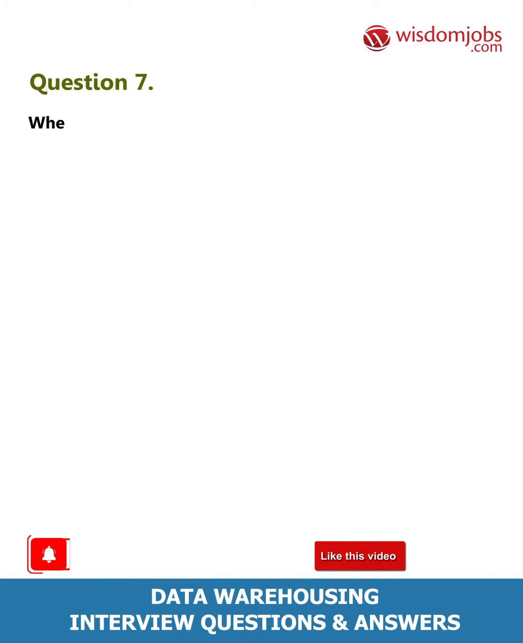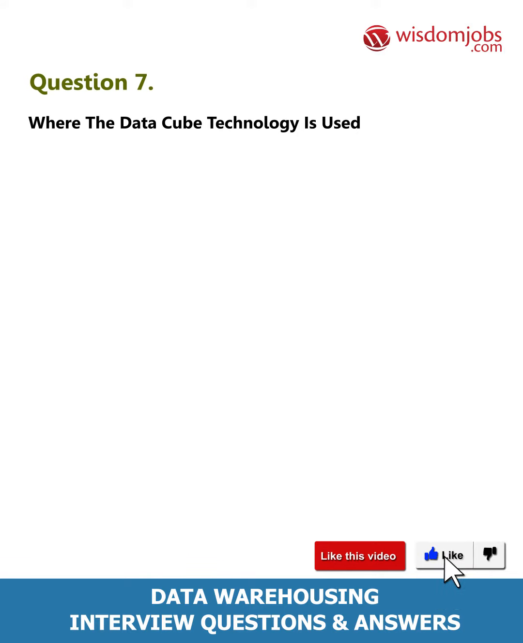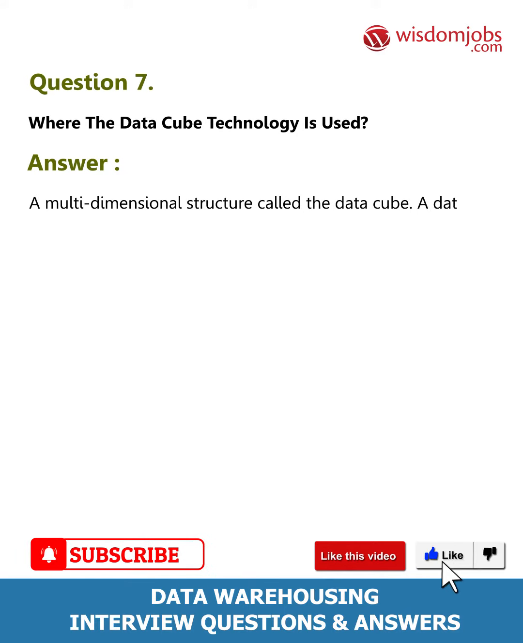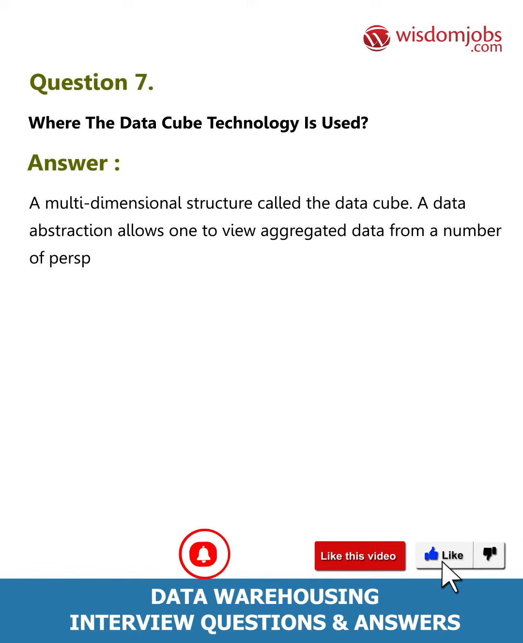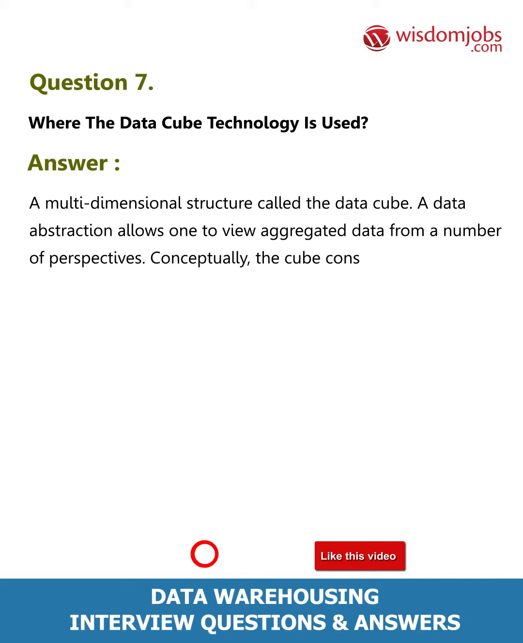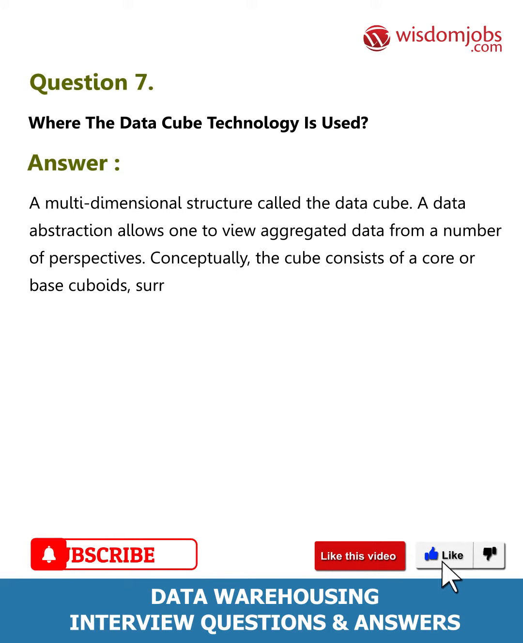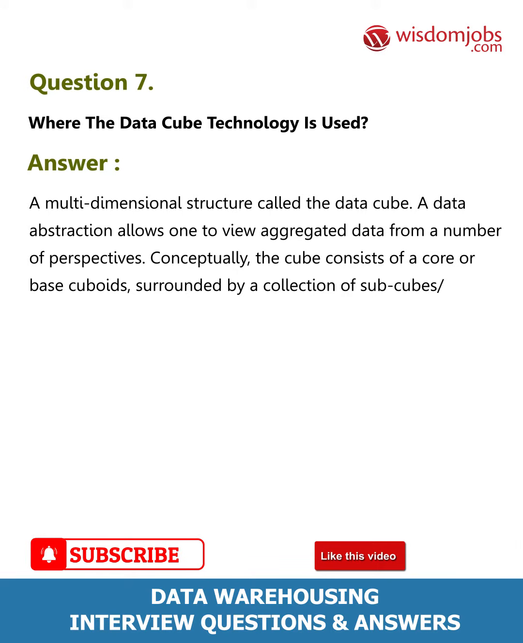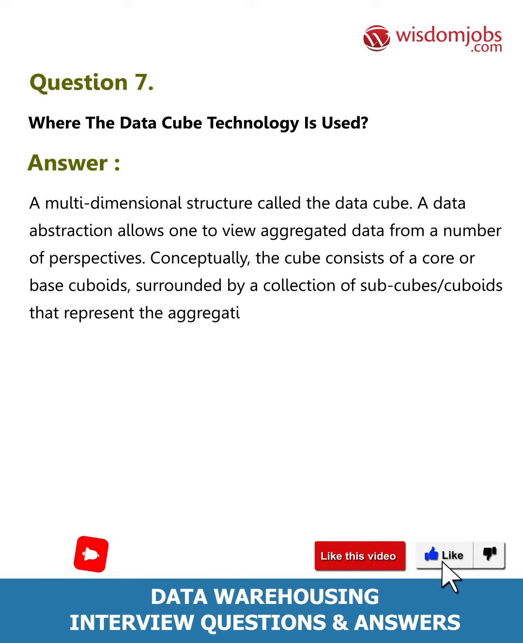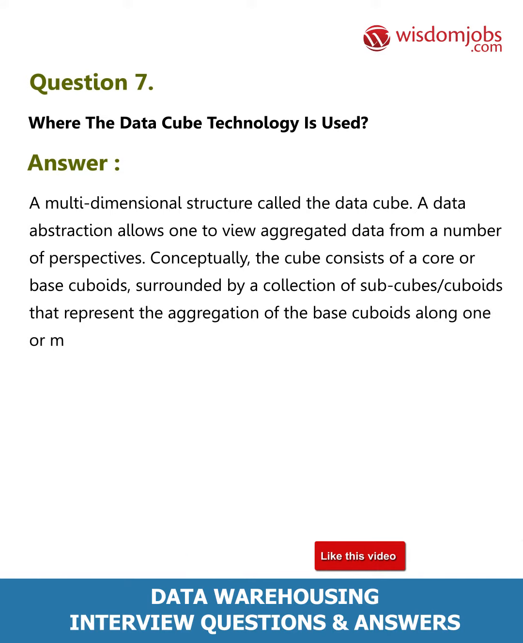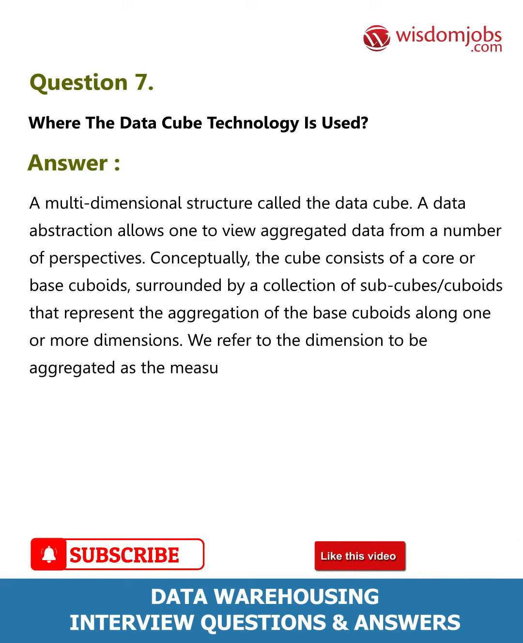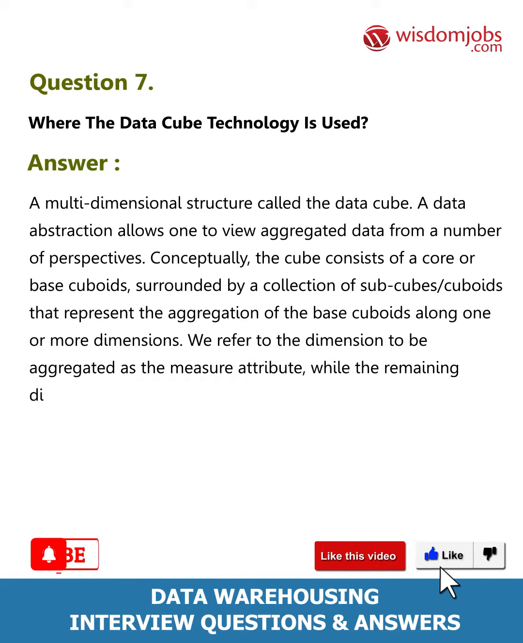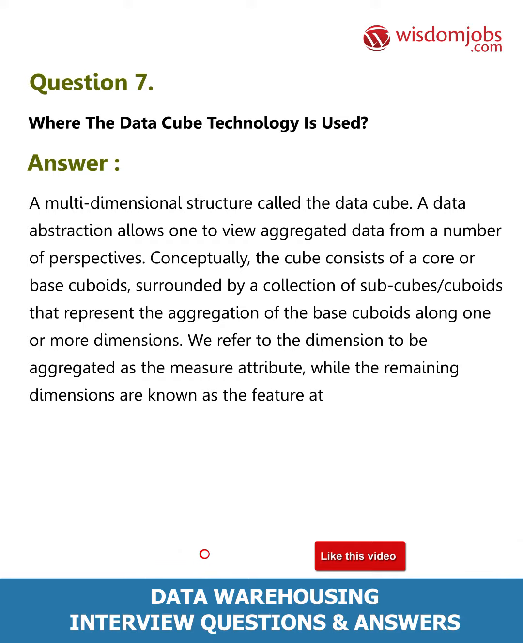Question 7. Where is data cube technology used? Answer. A multi-dimensional structure is called the data cube. A data abstraction allows one to view aggregated data from a number of perspectives. Conceptually, the cube consists of a core or base cuboid surrounded by a collection of sub-cubes/cuboids that represent the aggregation of the base cuboid along one or more dimensions. We refer to the dimension to be aggregated as the measure attribute, while the remaining dimensions are known as the feature attribute.